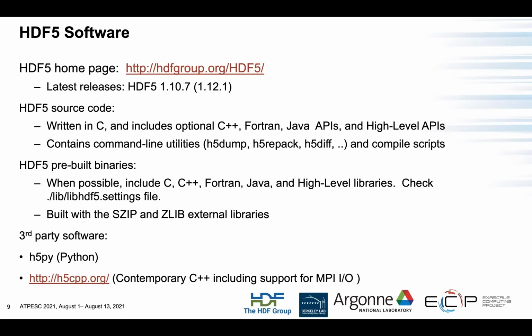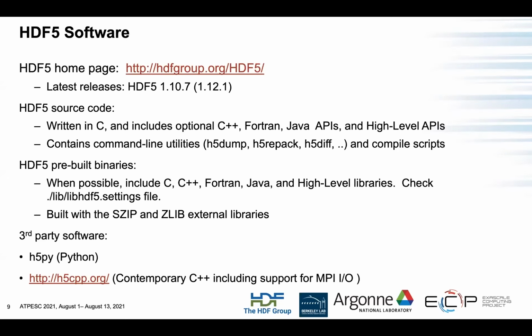We also provide the source code. It's open source and it's on GitHub. It's written in C, but it includes optional wrappers for C++, Fortran, Java, and the high-level APIs. High-level APIs essentially combine low-level HDF5 library calls to do a certain function. For example, if you want to create a dataset, it does all those intermediate calls in order to do that. It also contains command line utilities such as h5dump if you want to view the contents of an HDF5 file, and h5repack if you want to reorder or rearrange the data file itself.